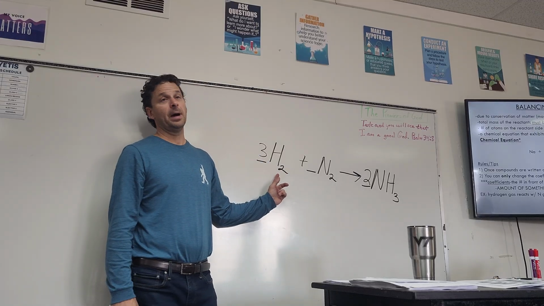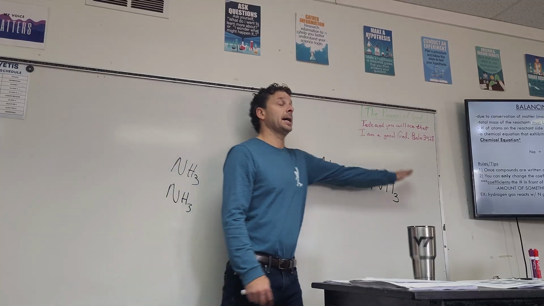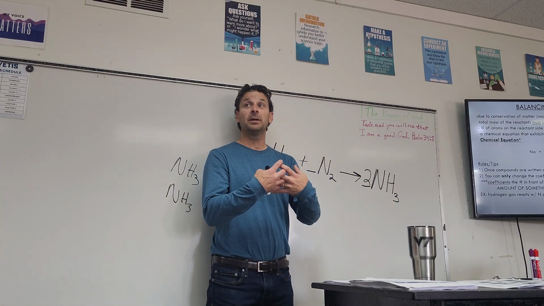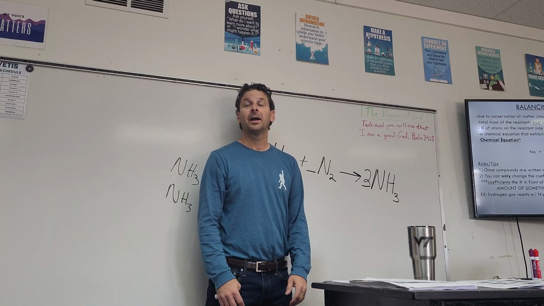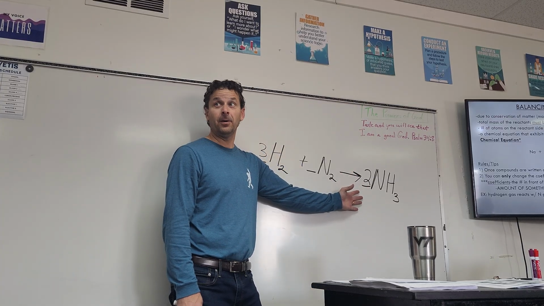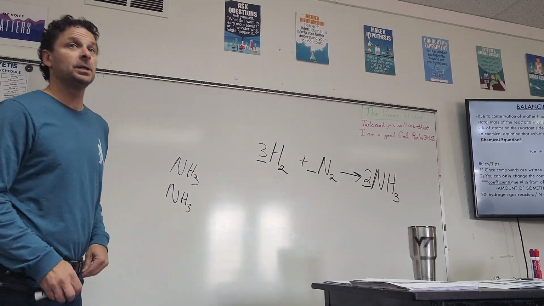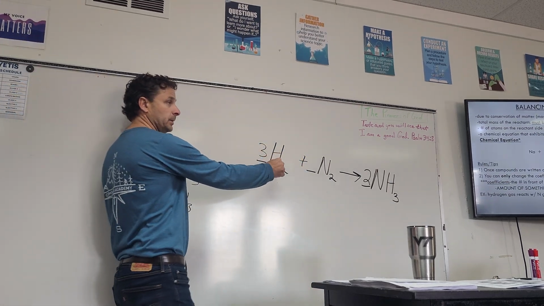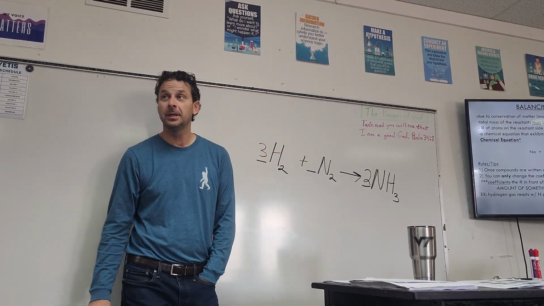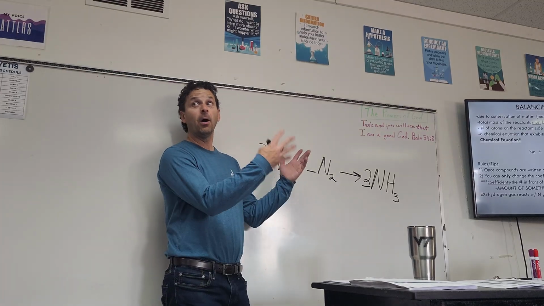Notice here, there's 2 hydrogens bonded to itself, 2 nitrogens bonded to itself. On this side, the hydrogen and nitrogen are bonded to each other. Now they are equal. Here, I'm going to read it out loud. 3 molecules of hydrogen will react with 1 molecule of nitrogen to make 2 molecules of ammonia. And they are all equal.